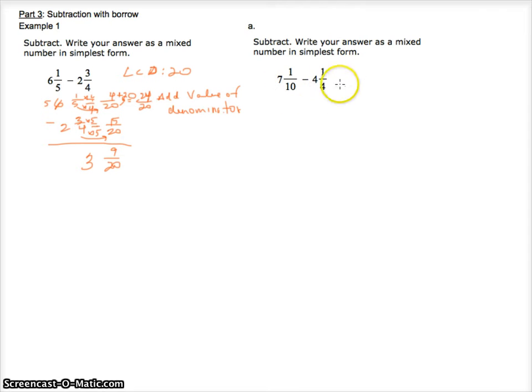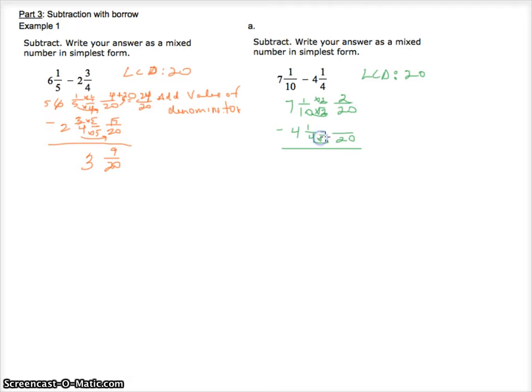Here I have 7 and 1/10 minus 4 and 1/4. For this problem, my LCD is going to be 20. I'm going to set my problem up vertically. 7 and 1/10 equals something over 20, minus 4 and 1/4 equals something over 20. I need to change my denominator in the first fraction. So the denominator is multiplied by 2 to get to 20, so the top is multiplied by 2 also. So I get 2 over 20.